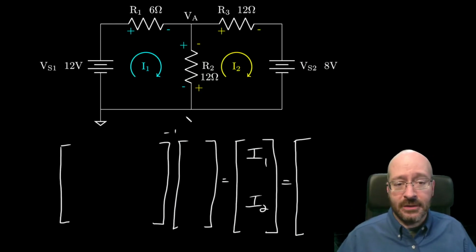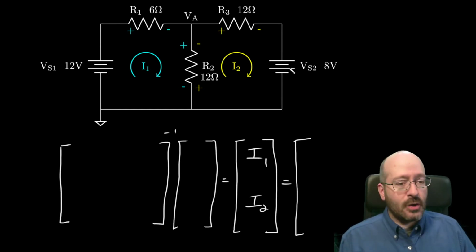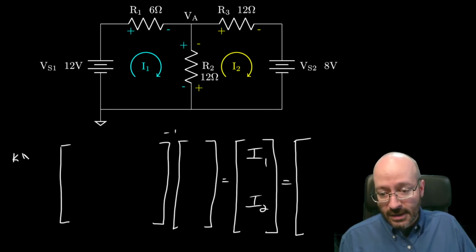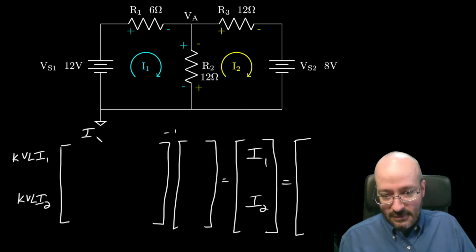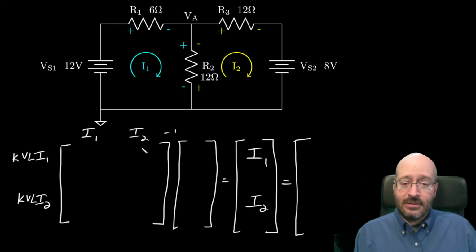It's got two meshes, so I know it's going to be a 2x2. I already set that up. There are no current supplies, so I'm not going to write any KCLs. I'm going to write a KVL for I1 and a KVL for I2. These columns follow the order of this: this is the coefficients of I1, this is the coefficients of I2. Let's move through and ask ourselves the questions.